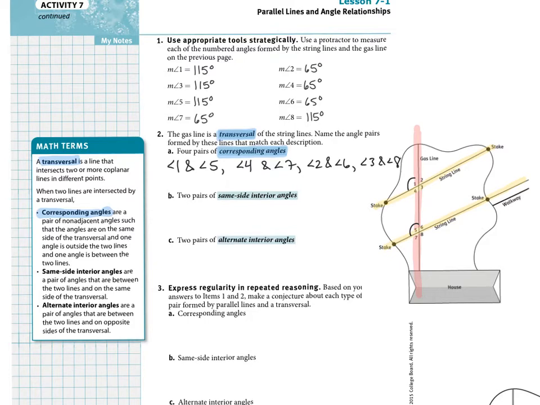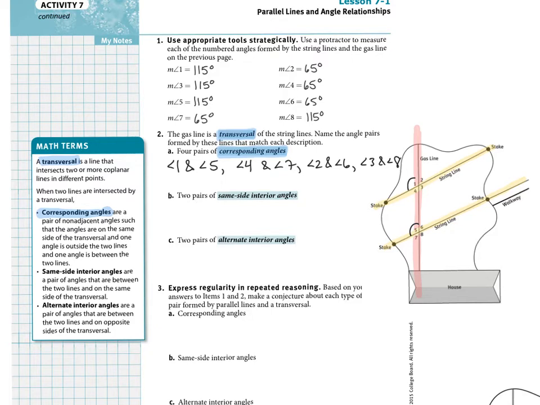Now, we're going to start making relationships, conjectures eventually, but if you look at all the measurements above of angle 1 and 5, you can tell that they are the same to each other. If you look at angles 4 and 7, you can tell they have the same measurement too. Same with angles 2 and 6, they have the same measurement to each other. And then angles 3 and 8, they have the same measurement to each other.